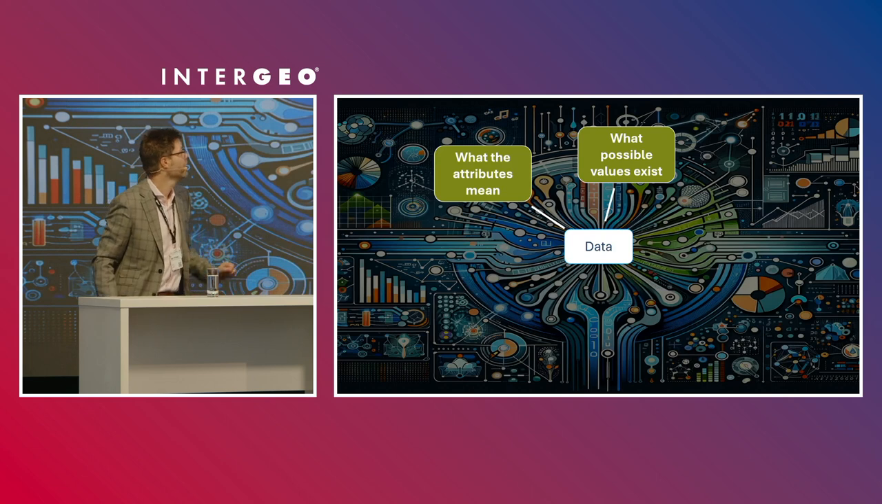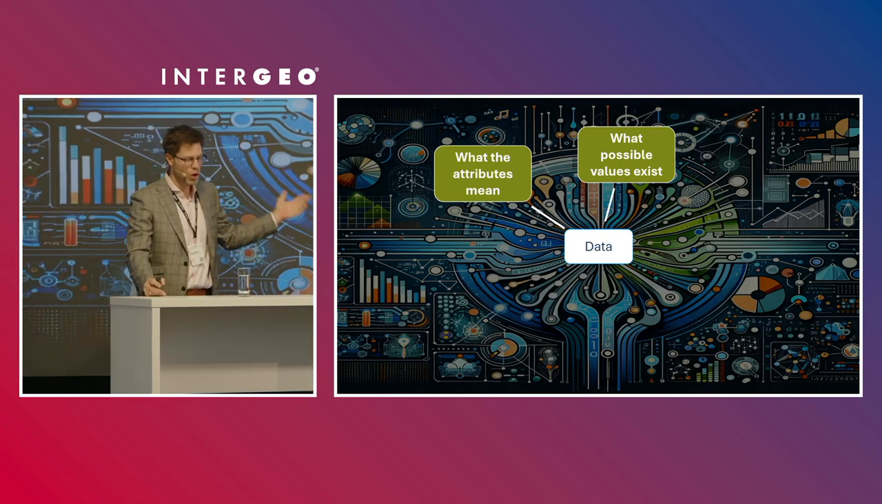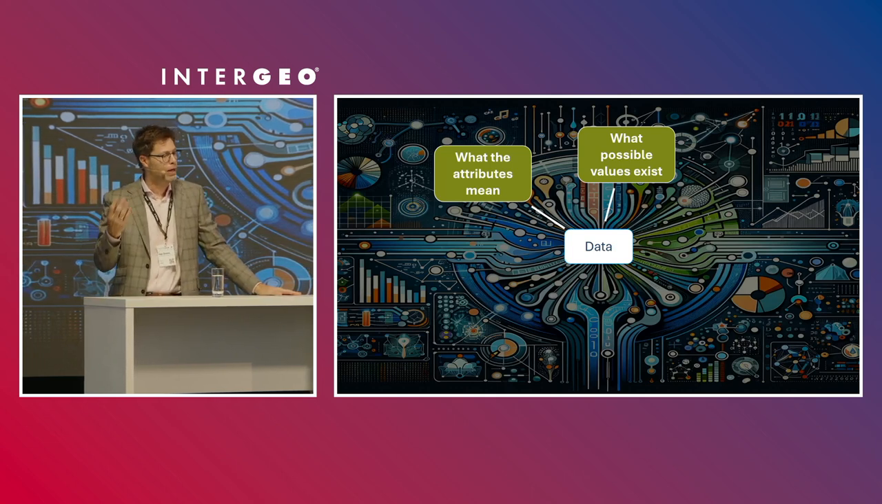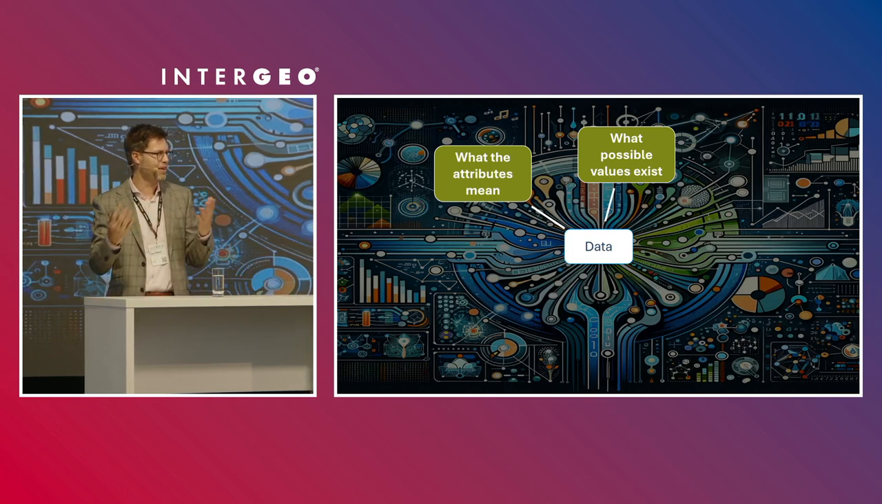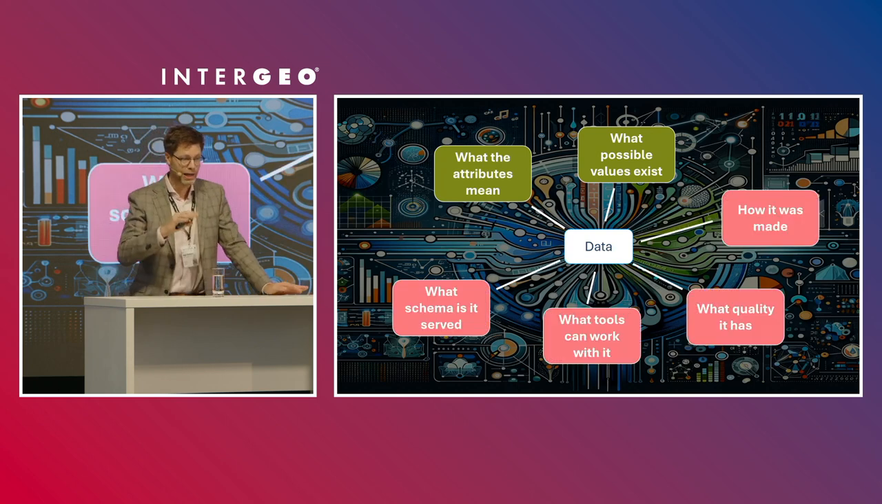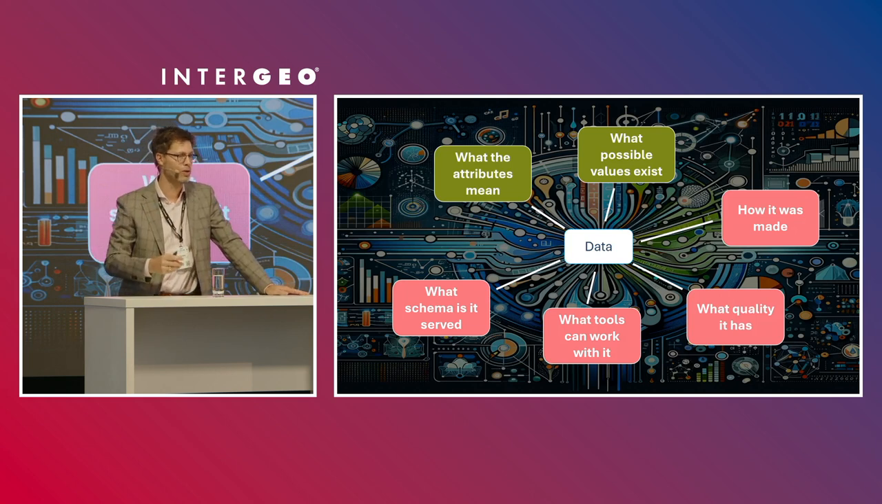So what we need, we have data, right? And in the easiest case, well, we need to understand what attributes are listed and available for my data. And we need to understand, well, what possible values do exist so that I know what I can do with that data. Actually, I need to know many, many more aspects, right? I need to know how the data was constructed? What was used to build that data?